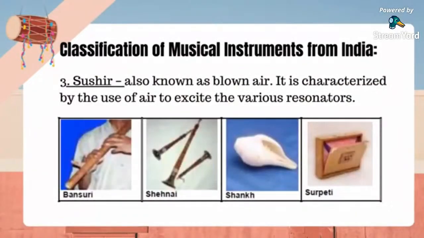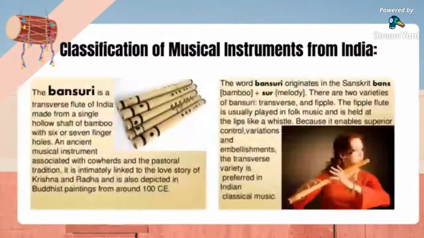Sushir, also known as blown air. It is characterized by the use of air to excite the various resonators. The bansuri is a transverse flute of India made from a single hollow shaft of bamboo with 6 or 7 finger holes. An ancient musical instrument associated with cowherds and the pastoral tradition. It is intimately linked to the love story of Krishna and Radha and is also depicted in Buddhist paintings from around 100 CE. The word bansuri originates in the Sanskrit bans bamboo plus sur melody.